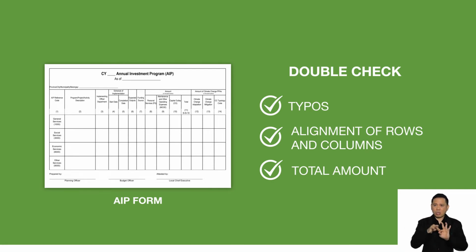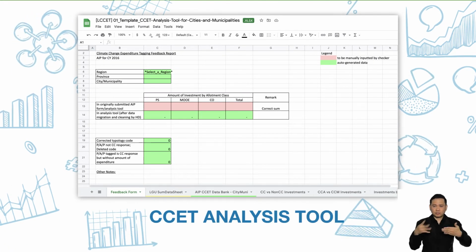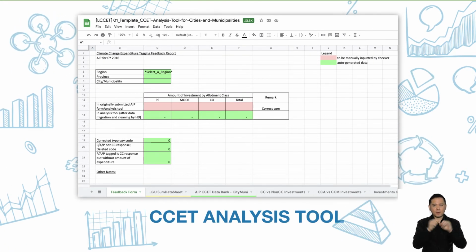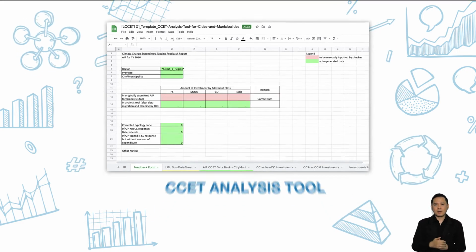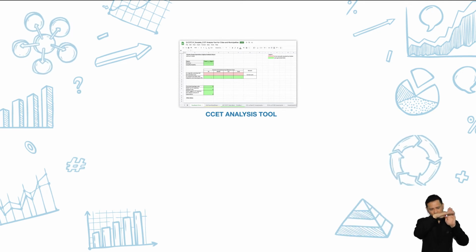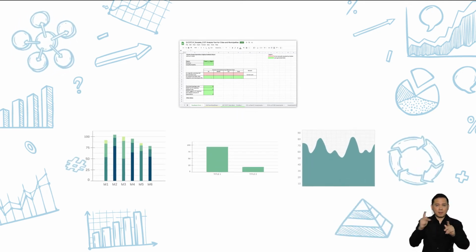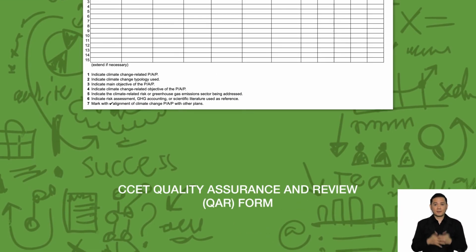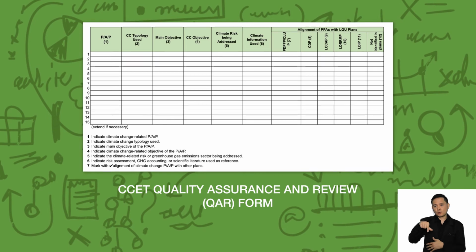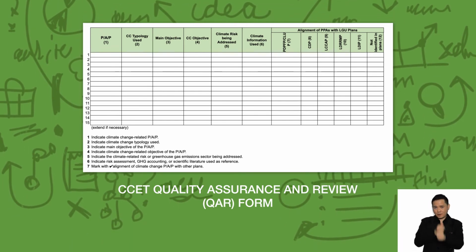From the AIP form, charts and data are automatically generated with a CCET analysis tool. From here, the AIP budget brief of climate investments can be processed, which can be useful in informing our constituents and partners of our climate actions. After all these, quality assurance follows to ensure the quality of climate-tagged PPAs in the prepared AIP.